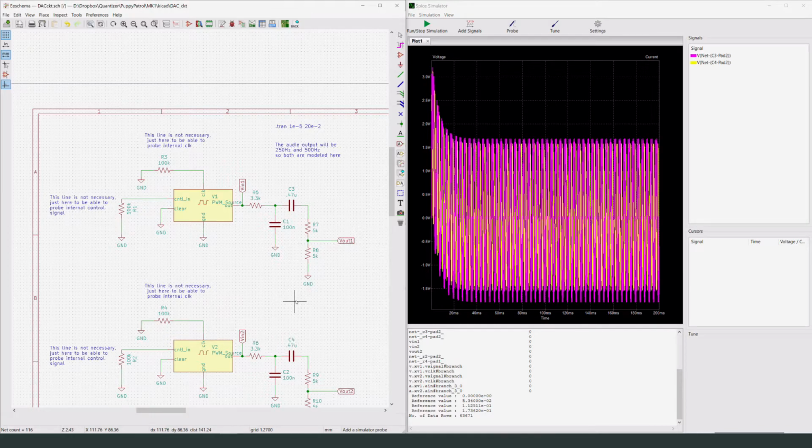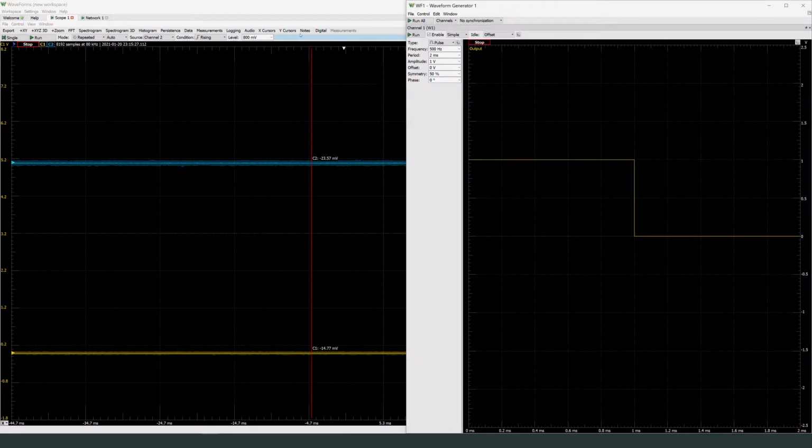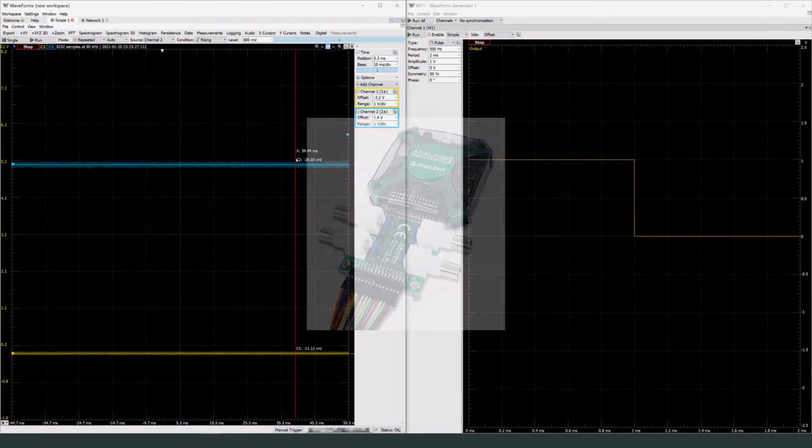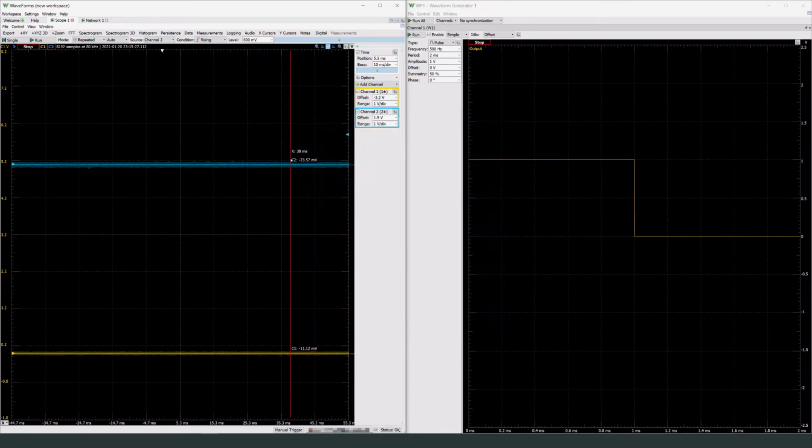So now we're going to show you what it looks like when you actually build a circuit. I'm going to bring up my waveforms software right here. What I have is this thing called an Analog Discovery 2 from Digilent. They're really useful for things below 25 megahertz. I think 25 megahertz is the top end of what it can do.